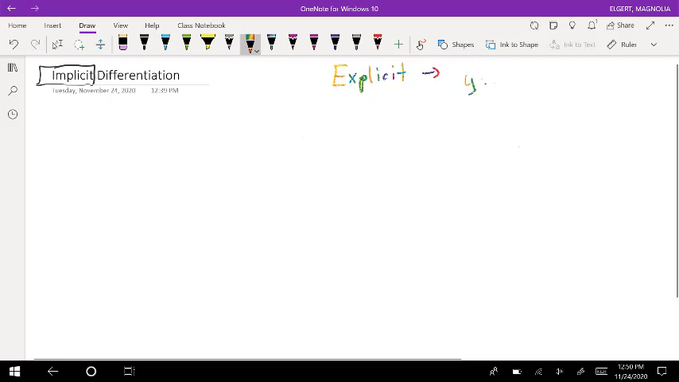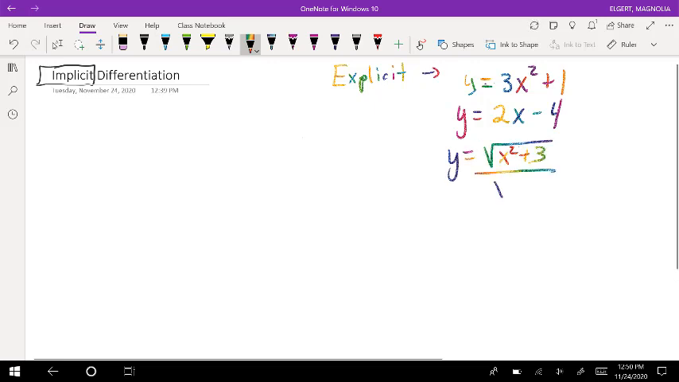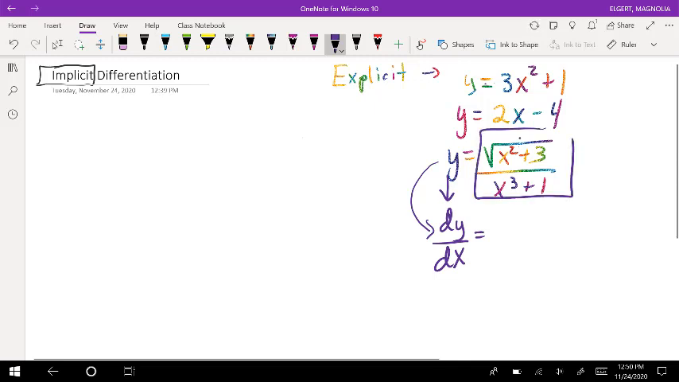Y equals 3x squared plus 1. Y equals 2x minus 4. Y equals the square root of x squared plus 3 over x cubed plus 1. So those are explicitly formed. And when we do that, our goal is to find the derivative of y with respect to x. So we want the derivative of y with respect to x. So that's what this became. And over here, because this variable was x, I'm good to go. So that's how that works.